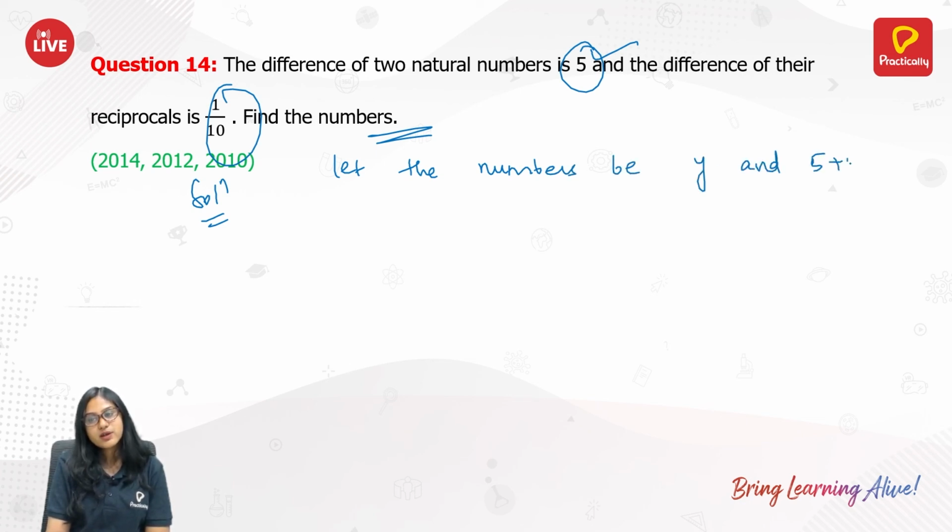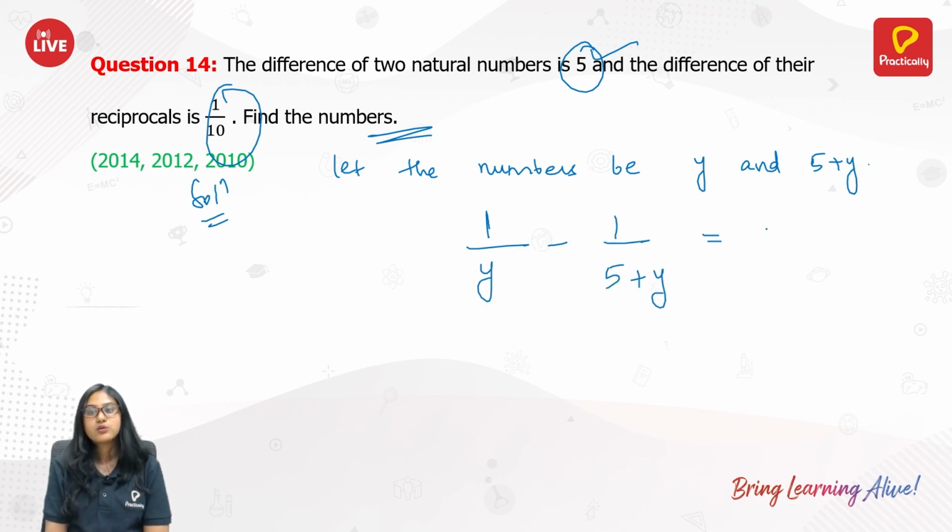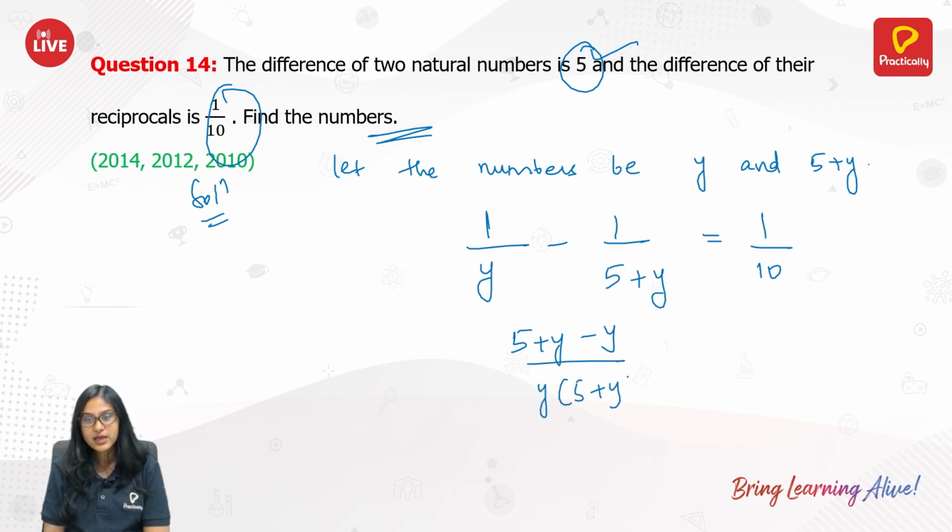Correct? Because 5 plus y minus y equals to 5, obviously. Now, the difference of their reciprocals is 1 by 10. So, how do we write it? 1 by y minus 1 by 5 plus y equals to 1 by 10. Since the difference is positive, we have to arrange it like this. So, 5 plus y minus y by y of 5 plus y equals to 1 by 10. Minus y plus 5. So, this means 50 is equals to 5y plus y square.